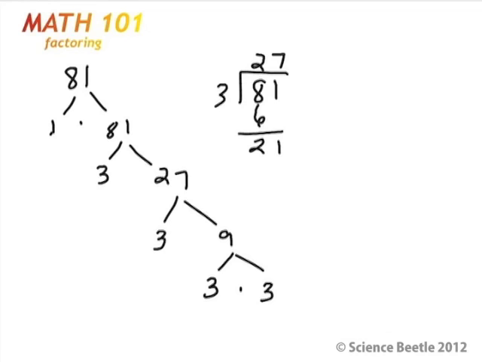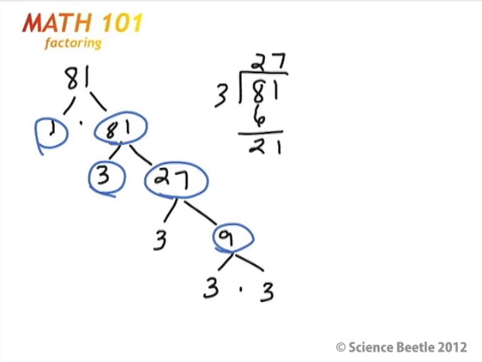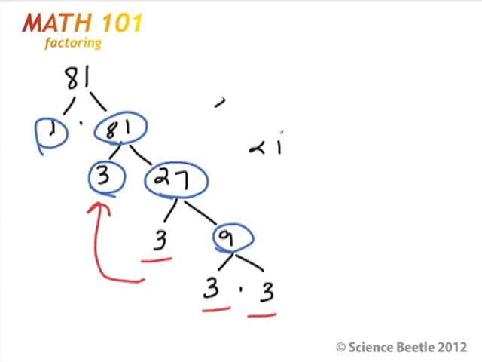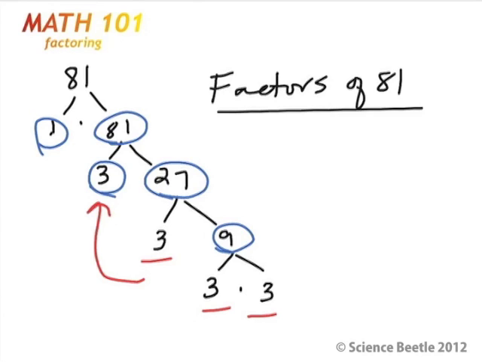Now, we don't want to repeat all numbers over and over again. So what we want to do is identify those numbers that only repeat once. So here's 81, the 3, a 27, the 9. Since I've already got these 3 here, I don't need to repeat it because I've already included it there. So the factors of 81 then are going to be the following. The factors of 81 are 1, 3, 9, 27, and 81.